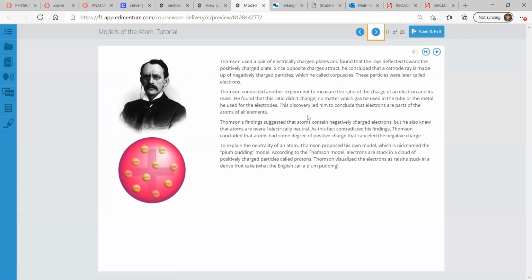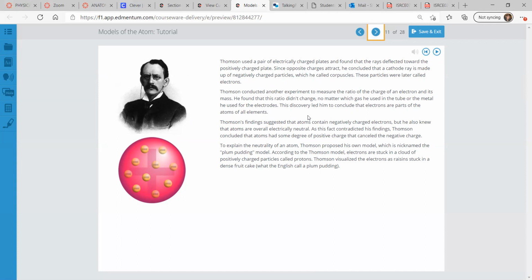Thomson used a pair of electrically charged plates and found that the rays deflected towards the positively charged plate. Because opposite charges attract, he concluded that a cathode ray is made up of negatively charged particles, and he called them corpuscles. These particles were later called electrons, which are way cooler sounding.